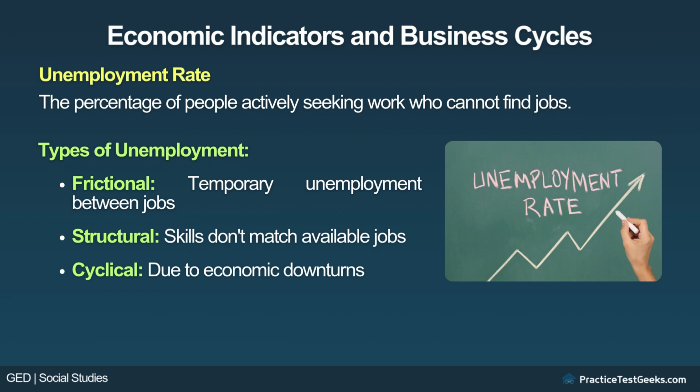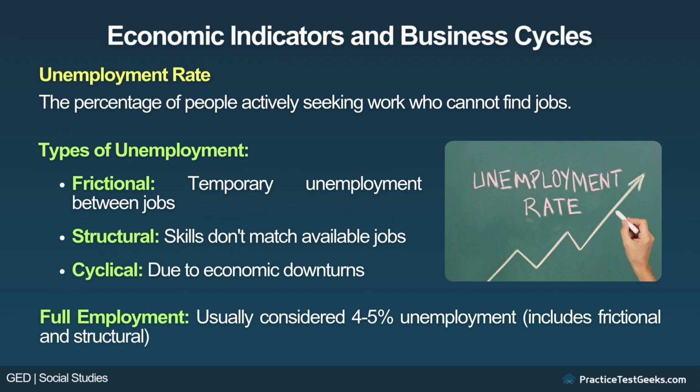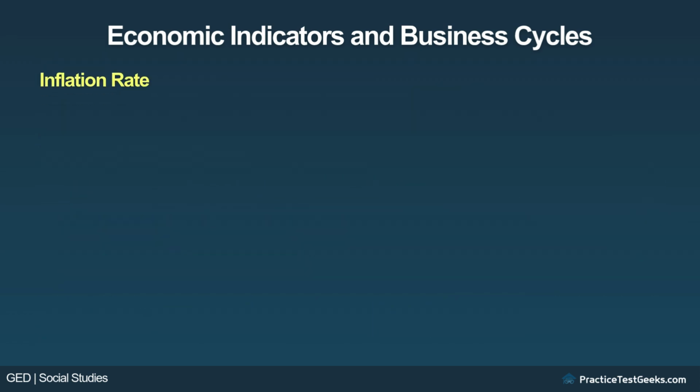It's important to note that full employment doesn't mean zero unemployment. Economists typically consider an unemployment rate of 4 to 5% to represent full employment, as it accounts for both frictional and structural unemployment.